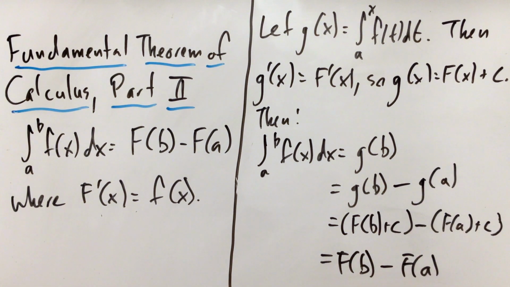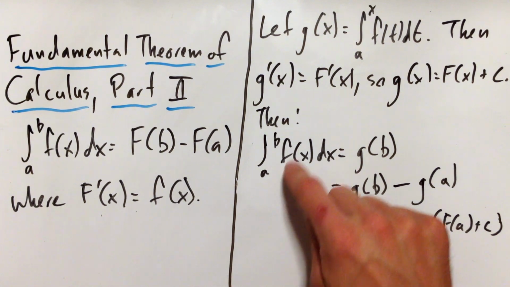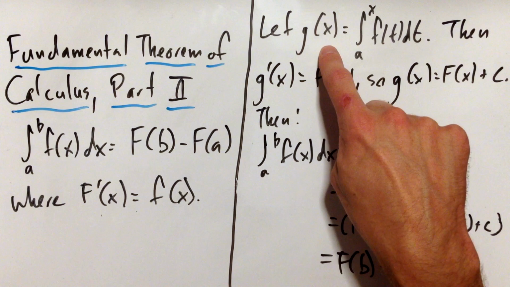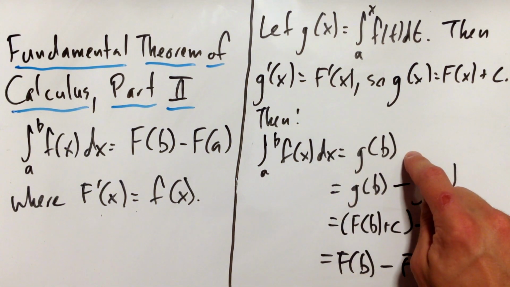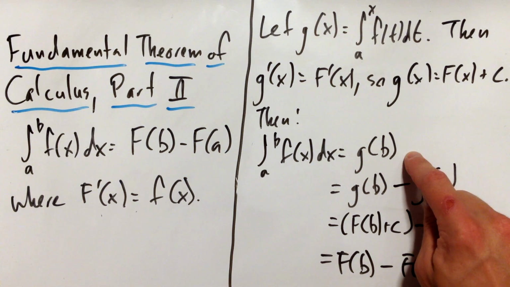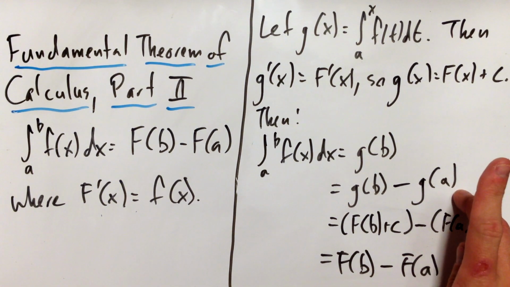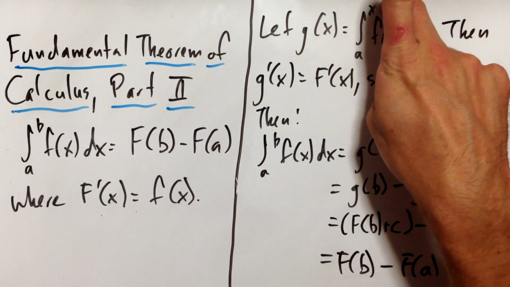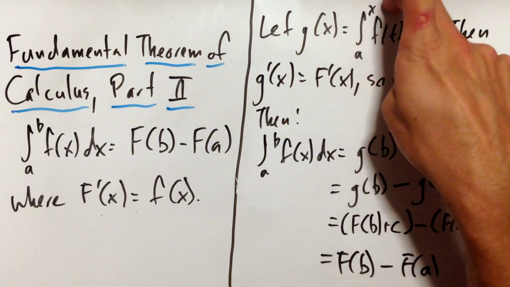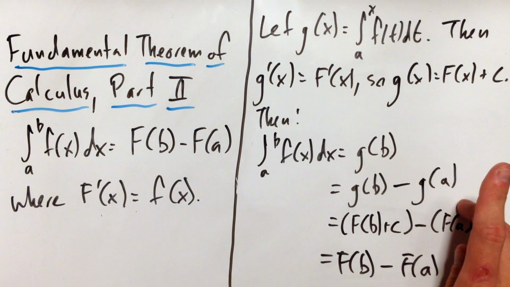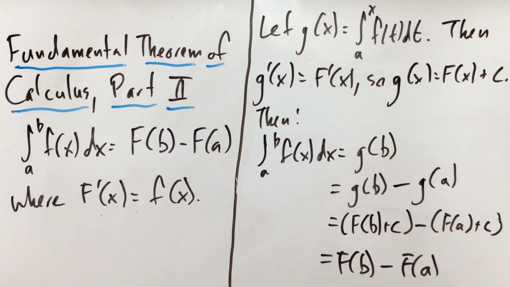Then let's evaluate the integral. The integral from a to b of f of x dx is, by definition of g of x, g of b, because g of b is the cumulative area of f from a to b. Well, g of a is equal to 0. Note that if I plug in a for g, I get the integral from a to a. So I can just subtract g of a here because it's the same thing as 0. So this line and this line are the same.